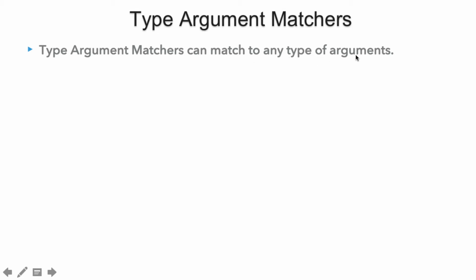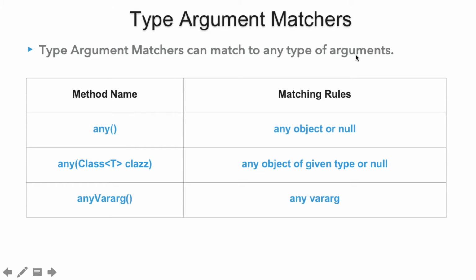What do we mean by it is, here the type argument matchers are basically three methods: any, which takes in a class of a particular type, and any vararg. So what this method does is, let's say when you stub out a method and tell Mockito that when bookRepository.findBookById is called with a book id as 1234, then return book.